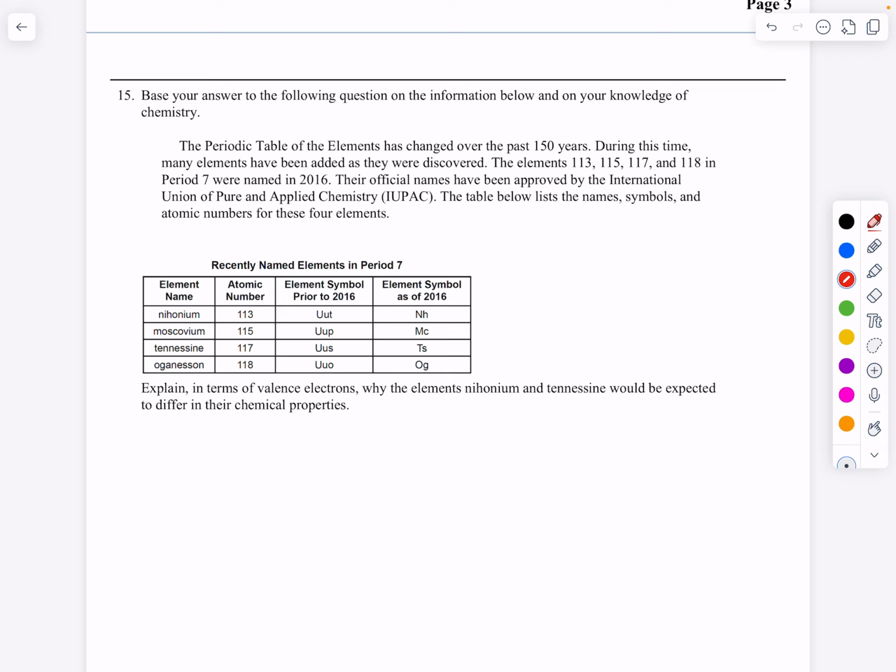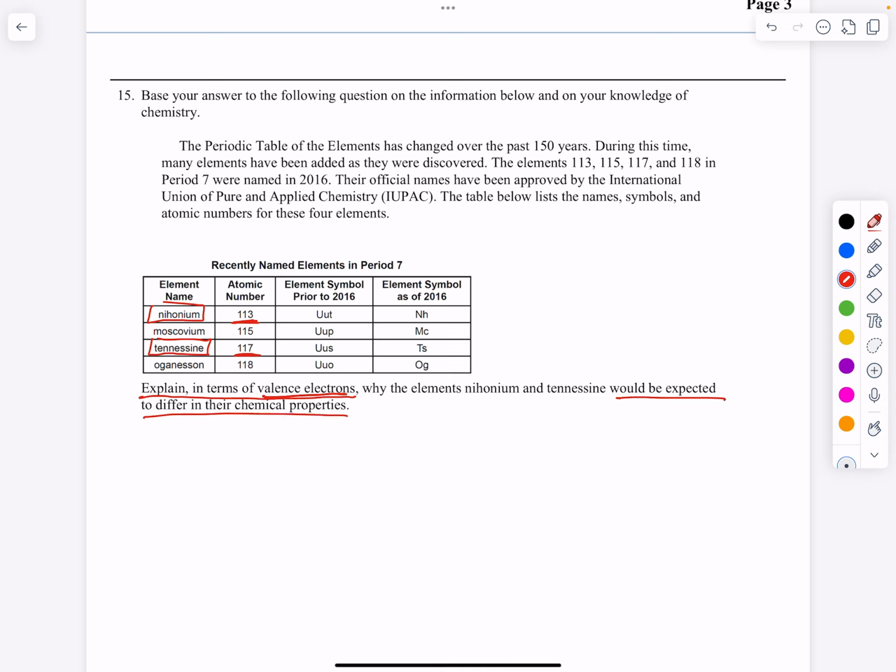Explain in terms of valence electrons why the elements nihonium and Tennessine would be expected to differ in their chemical properties. Looking at my chart here, I don't know the names of these elements. They're not on Table S. They can only be looked at from this picture. But I know that this has the symbol 113 and this has the symbol 117. So explain in terms of valence electrons why they would be expected to differ in chemical properties.